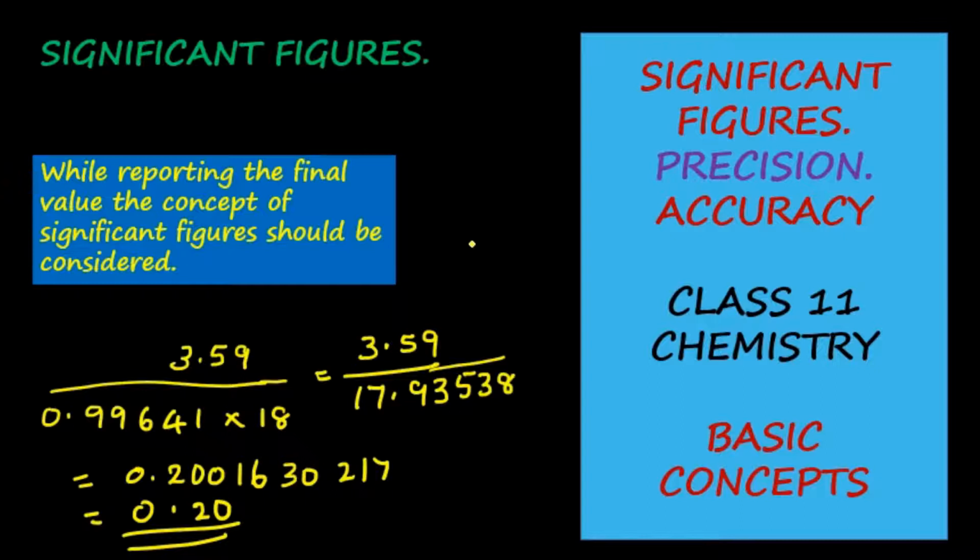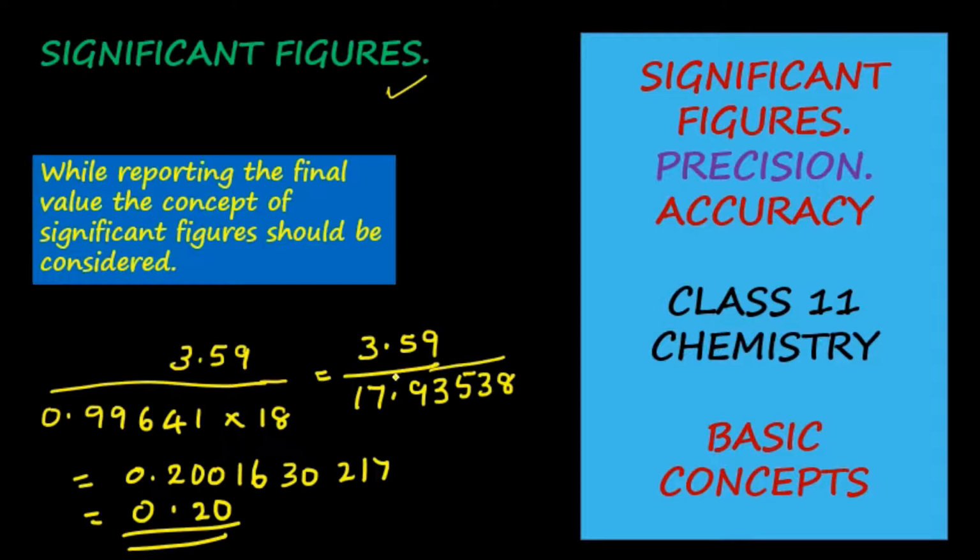In this video, we are going to discuss the concept of significant figures. That is, when we note down a number, how many figures in it are significant, that is, meaningful or certain, and how many figures are uncertain, that is, where we might have gone wrong. Understanding this concept is very important because while doing mathematical operations like addition, subtraction, multiplication, division, etc., the final value should be reported according to the concept of significant figures.